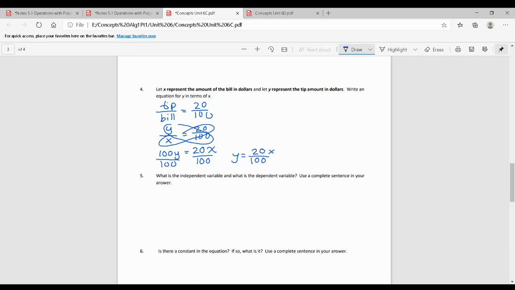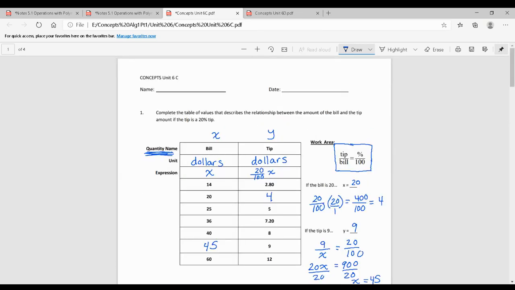Now, everybody do me a favor. Scroll back to number 1, or flip, you have the paper. Flip to number 1 and look at where it says expression. What did you write in that Y column for the expression? Someone tell me. Look at number 1, question 1. Under expression, what did we put in the Y column? Dollars.